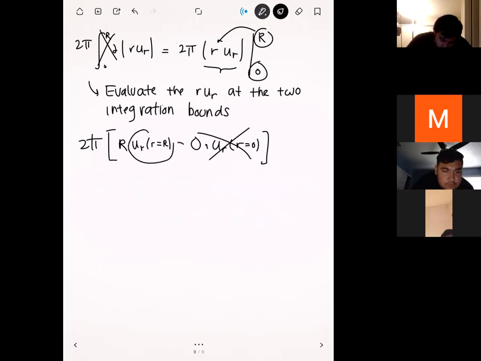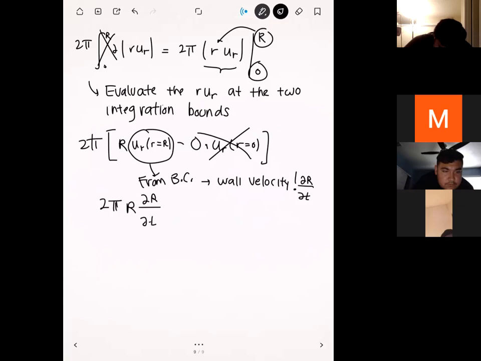And we know what this is from our boundary condition. From our boundary condition, we know that this is the radial velocity evaluated at the vessel radius, okay? And we know that this is the same as the wall velocity. And so we can instead replace this with partial big R partial t, right? Because that was our boundary condition. And so what we have here is 2 pi big R partial big R partial t, okay? Right, and so that's the expression that we have left. And what we can do from here is bring everything inside the time derivative.